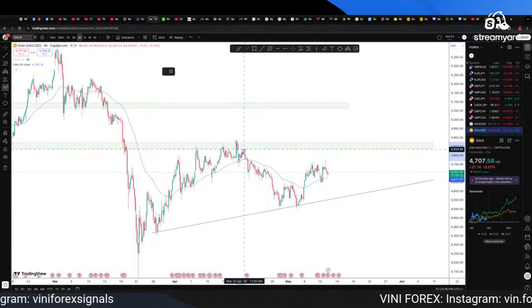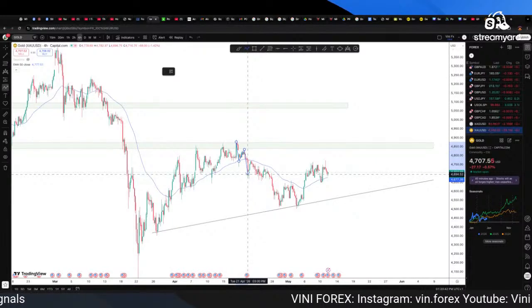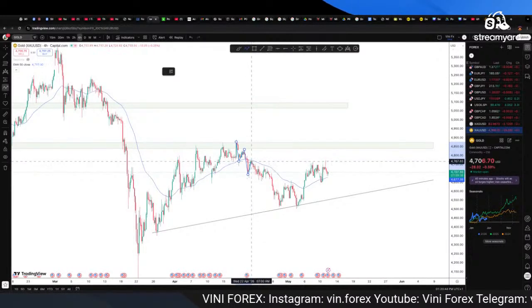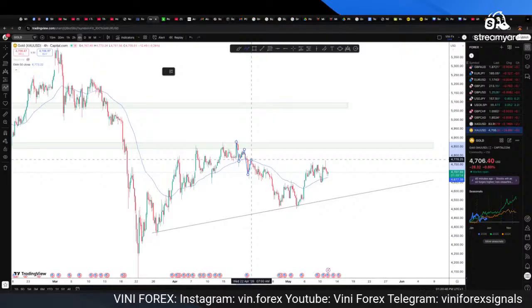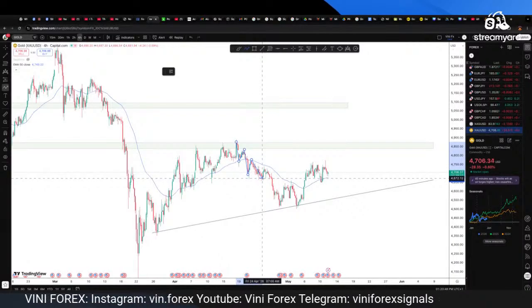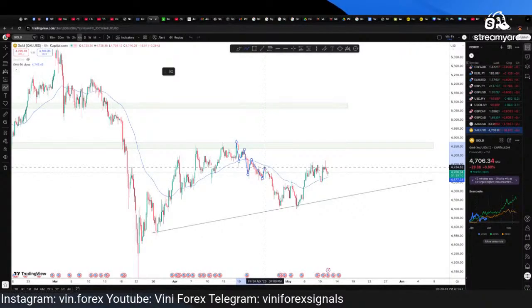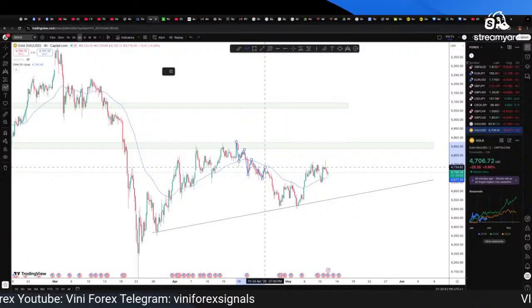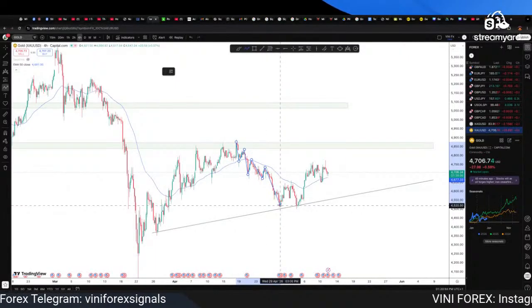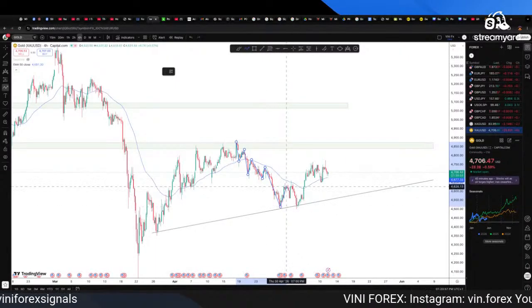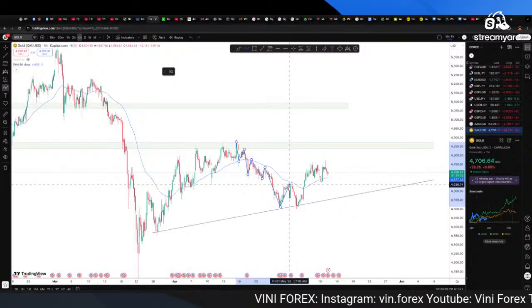Here is a what? A lower high. Here is a what? A lower low. Here is a what? A lower high. Perfect. And here is a what? A lower low. And here is a what? A lower high.